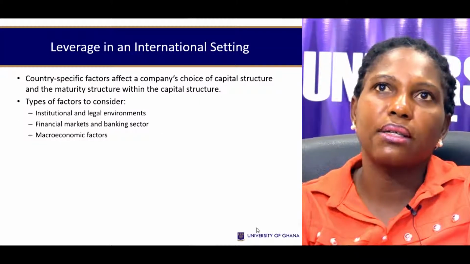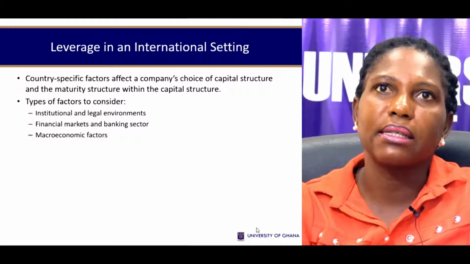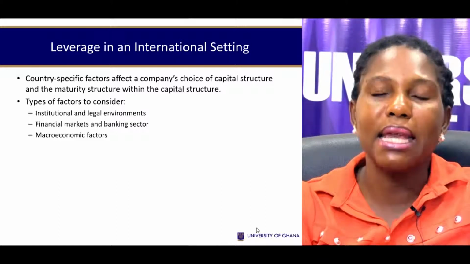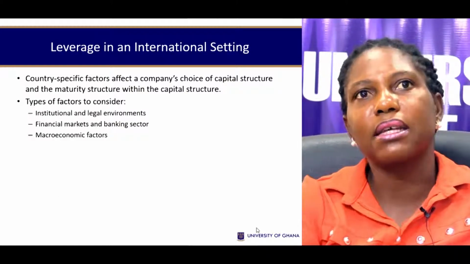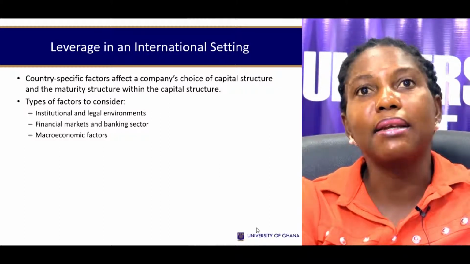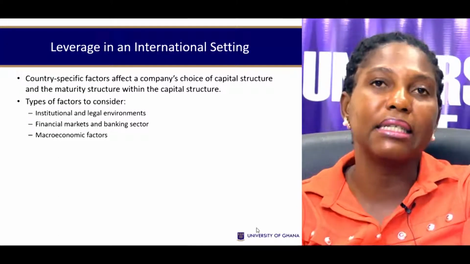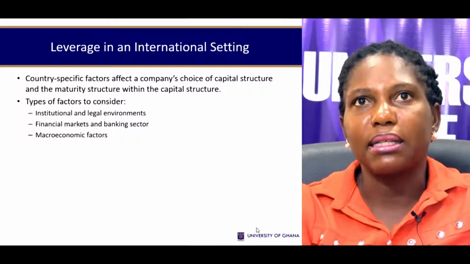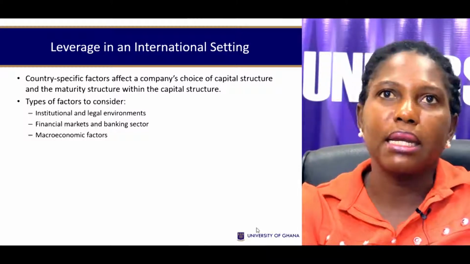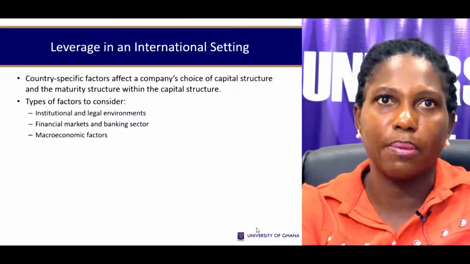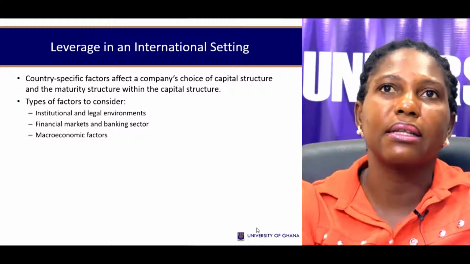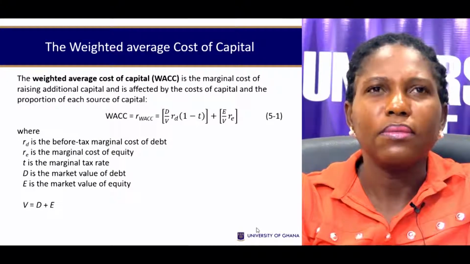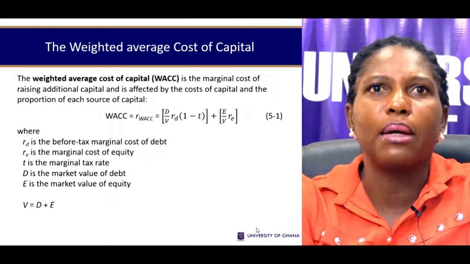Now, within an international setting, country-specific factors actually do affect a company's choice of capital structure and the maturity structure within the capital structure. Some of the factors to consider are the institutional and legal environment, the financial markets in general, and the banking sector dynamics, as well as macroeconomic factors. These play significant roles in affecting a company's choice of capital structure when it finds itself within an international setting.